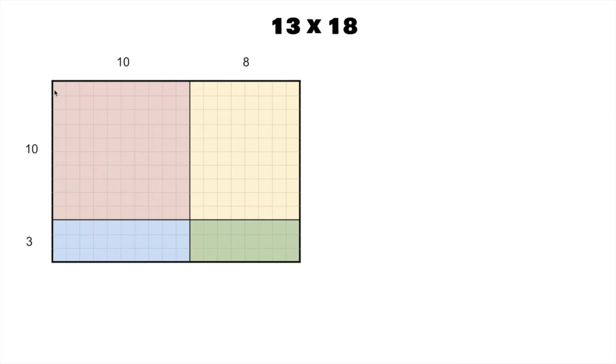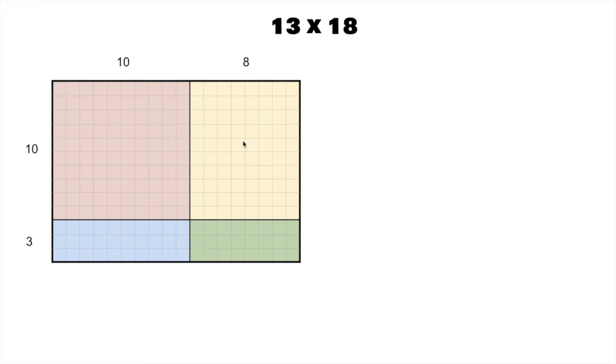So I have 13 rows, and each row has 18. 18, 18, 18. So I got 13 groups of 18. So that's 13 times 18. And in this example, I could do 10 times 10 is 100 because I have 10 rows of 10 here. I have 10 rows of 8, so 10 times 8 will give me 80.